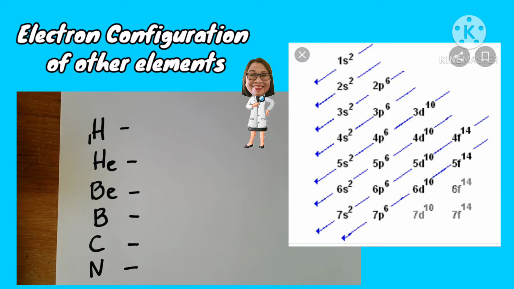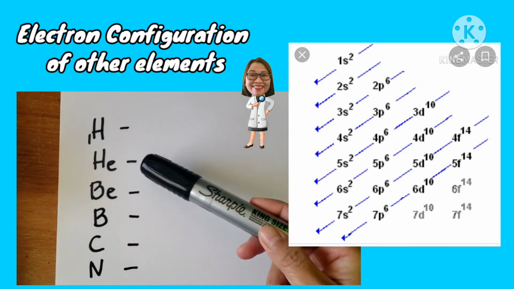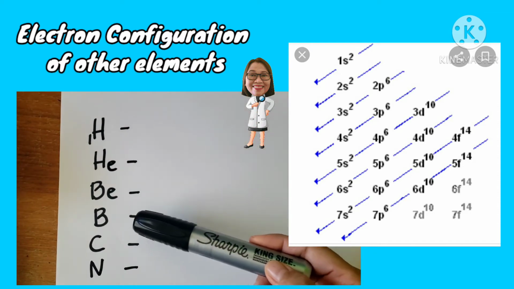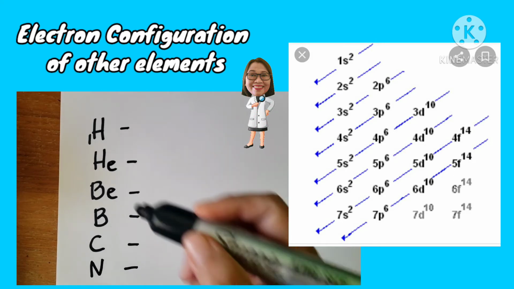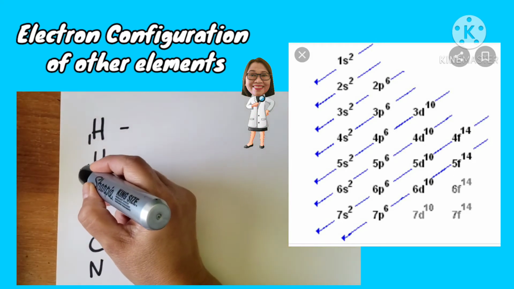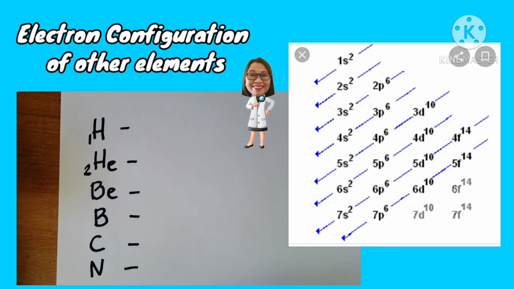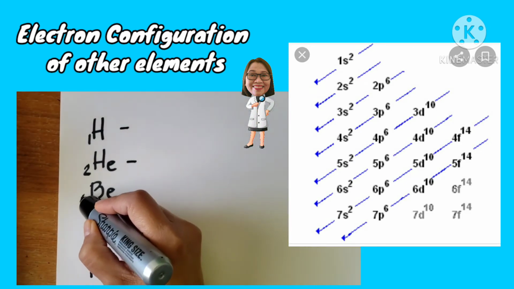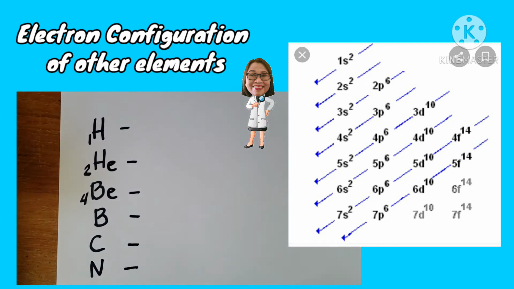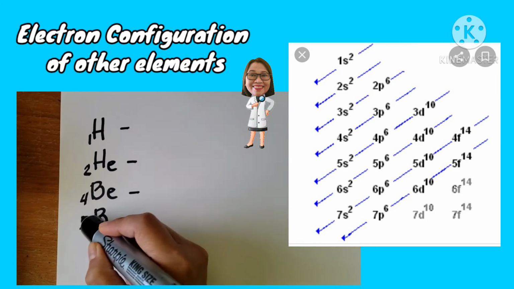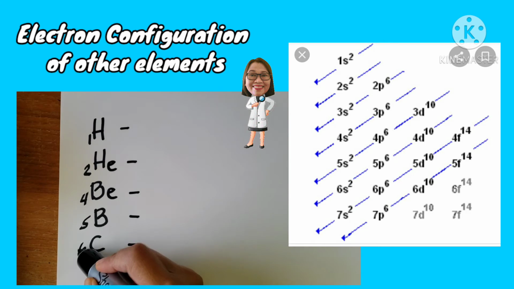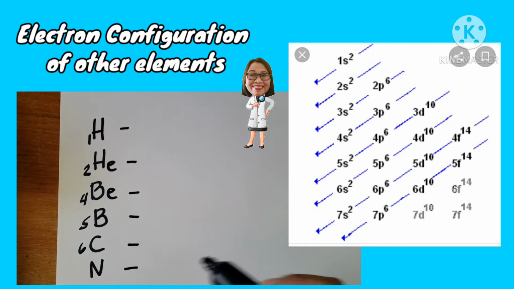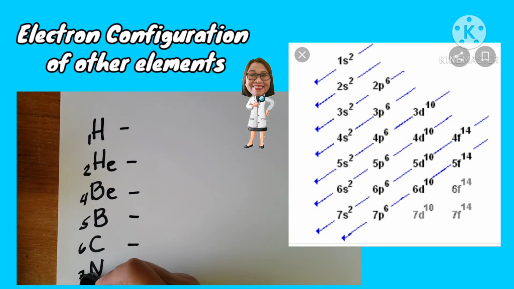Alright, this time let us have the electron configuration of the following elements: hydrogen, helium, beryllium, boron, carbon, and nitrogen. For helium, we have an atomic number of 2. For beryllium, we have an atomic number of 4. For boron, we have an atomic number of 5. For carbon, we have an atomic number of 6. And for nitrogen, we have an atomic number of 7.